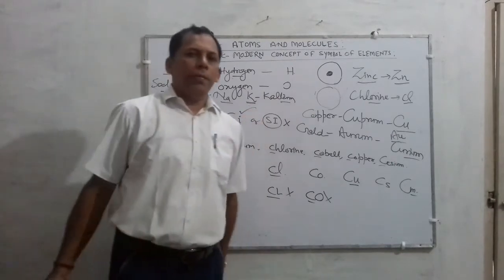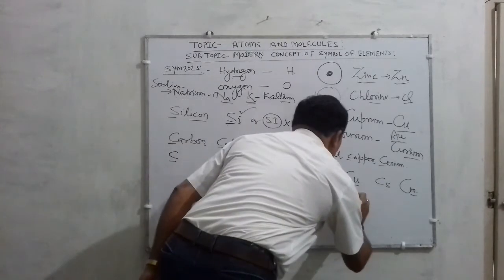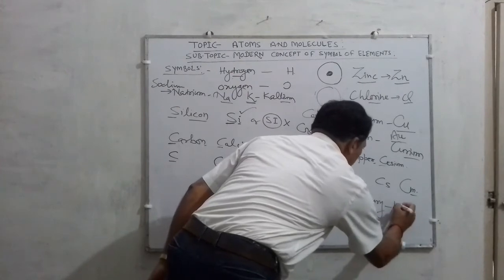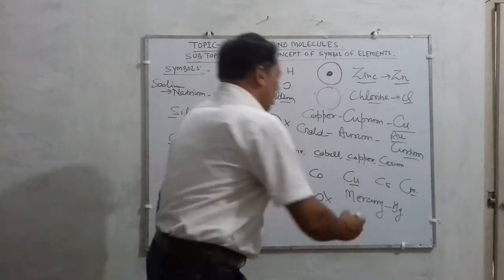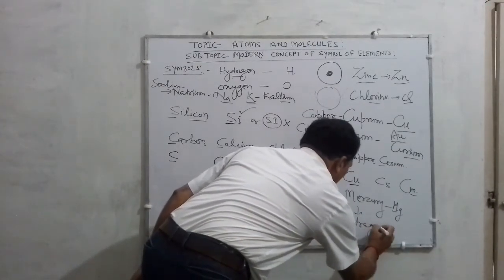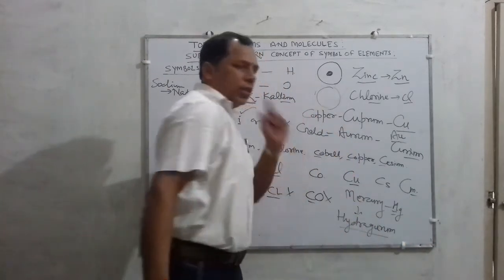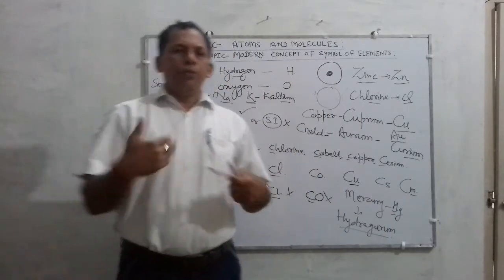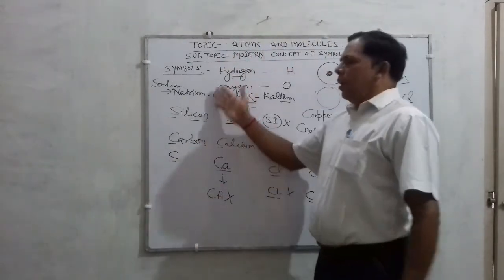Similarly, you have heard the name of mercury. Mercury's symbol is Hg. This Hg is taken from its Latin name, Hydrargyrum. So from this name, the symbol Hg is taken. On this basis, children, you are now in a position to represent the symbol of any element.